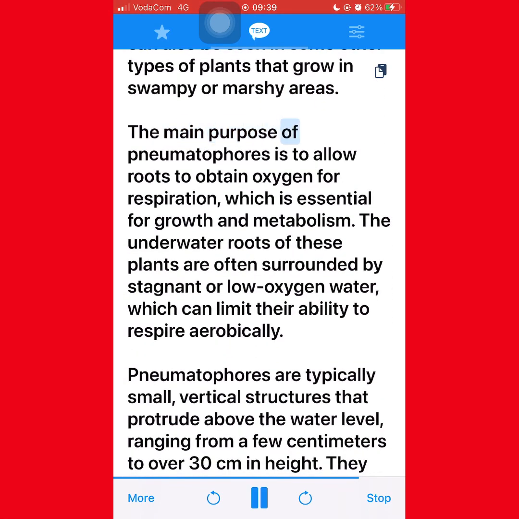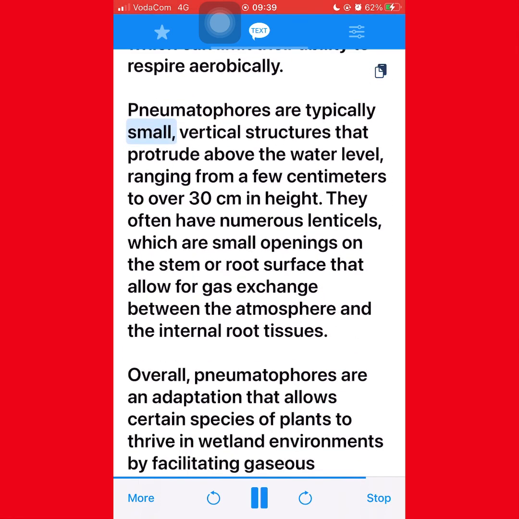The main purpose of pneumatophores is to allow roots to obtain oxygen for respiration, which is essential for growth and metabolism. The underwater roots of these plants are often surrounded by stagnant or low oxygen water, which can limit their ability to respire aerobically. Pneumatophores are typically small, vertical structures that protrude above the water level, ranging from a few centimeters to over 30 centimeters in height.